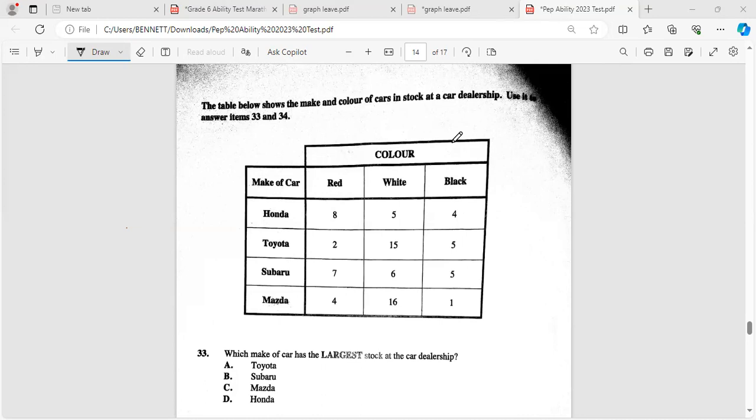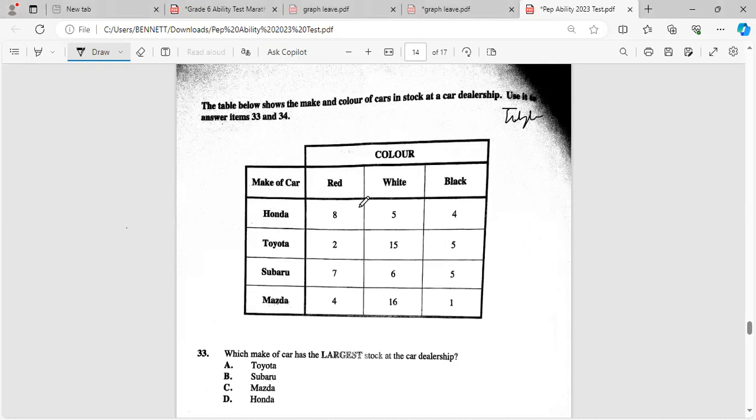Somebody can do the other thing. The table shows the make and color of cars in stock at the car dealership. Use the table to answer items 33 and 34. Sir, what is that word? Use it, I guess, the table. I think probably the table too. Yeah, that's what it said. They're referring to the table.